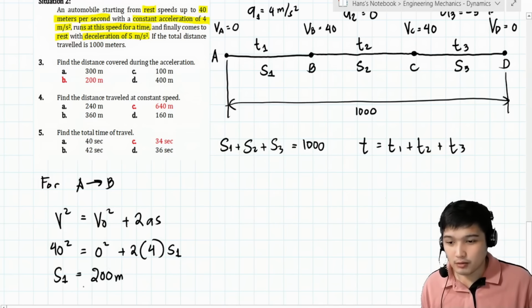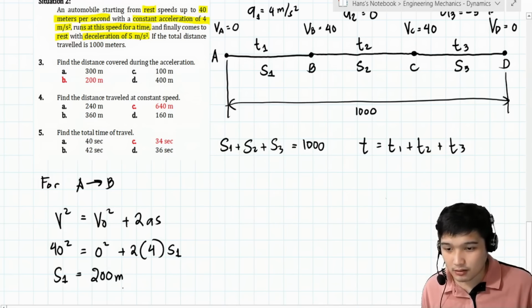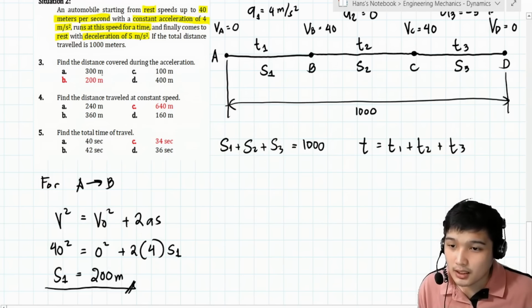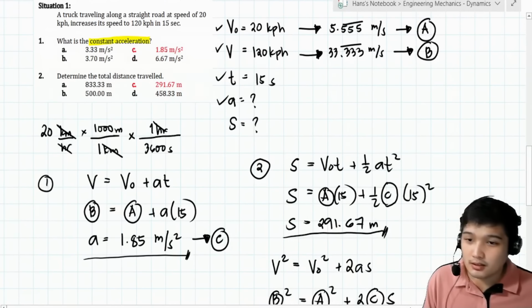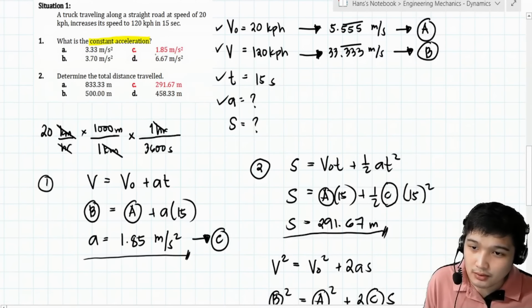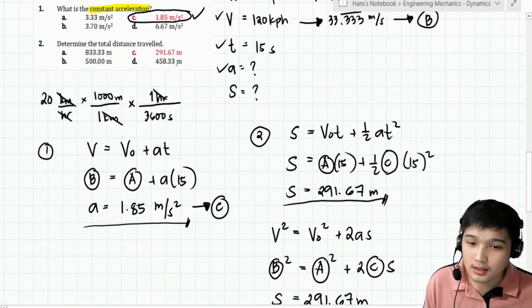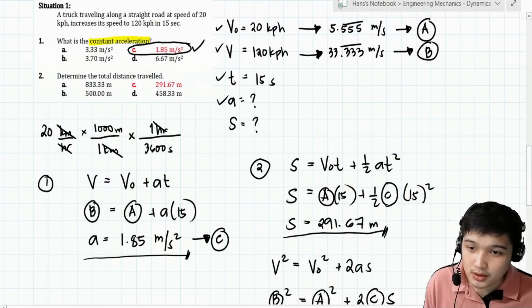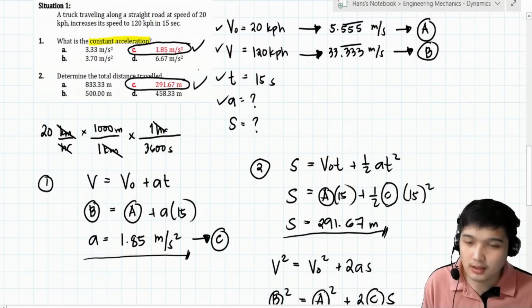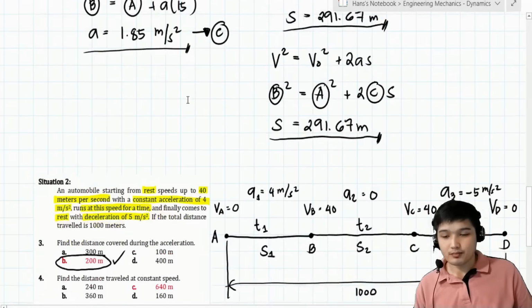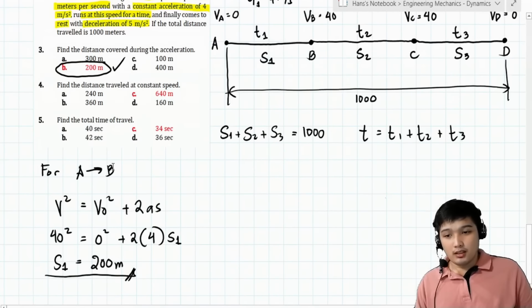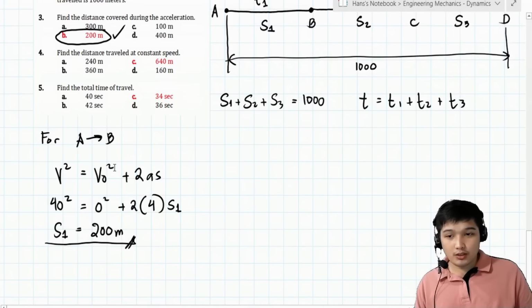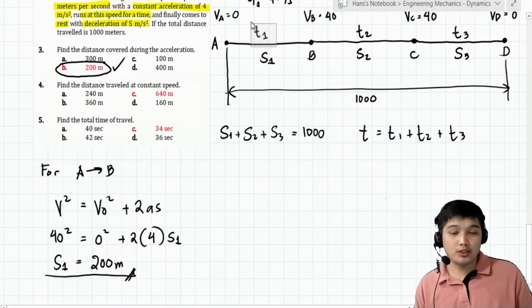This is the first thing being asked. So we have the answer for number 3, letter B. We are correct. Checking the choices, 1.85 is correct, and the other one, 291.67, is also correct. We hadn't checked that earlier. Anyway, going back to A to B, we can also get the time t. How do we get the time t, guys?